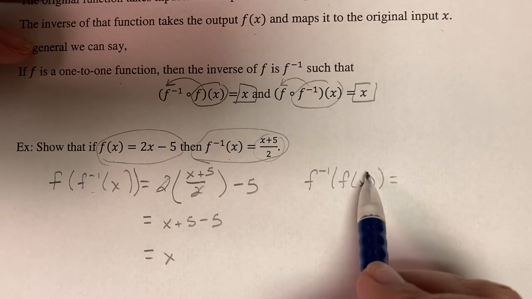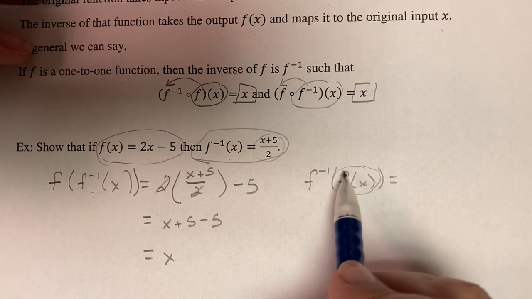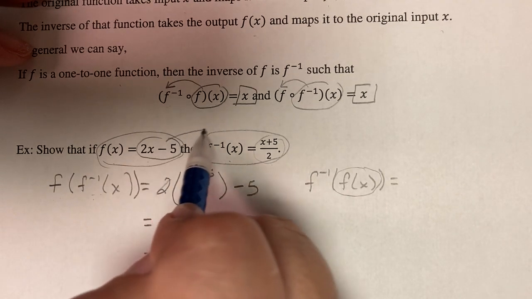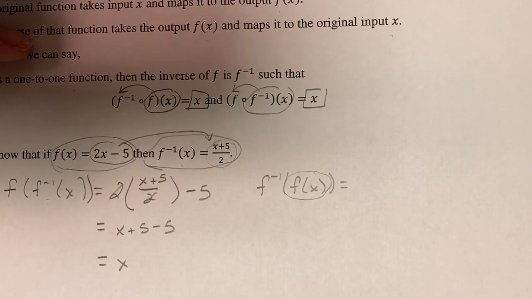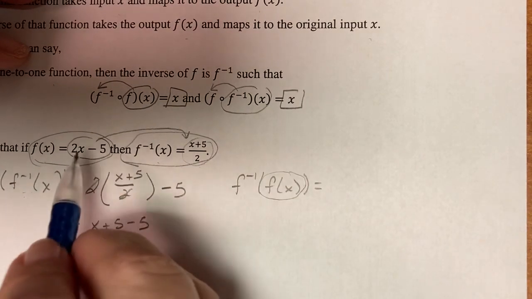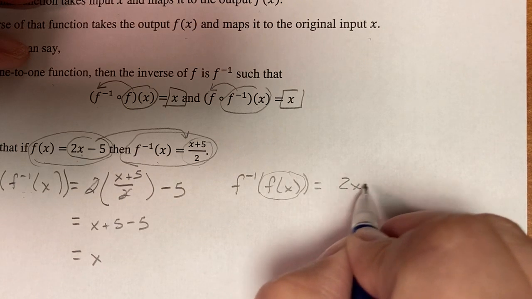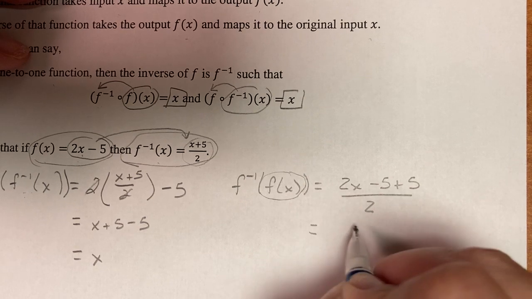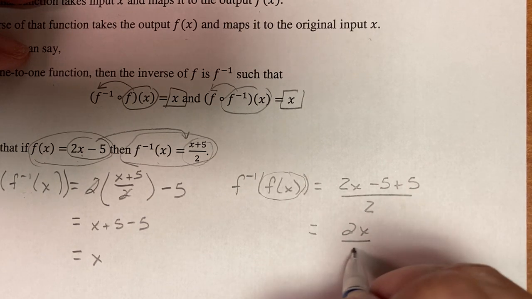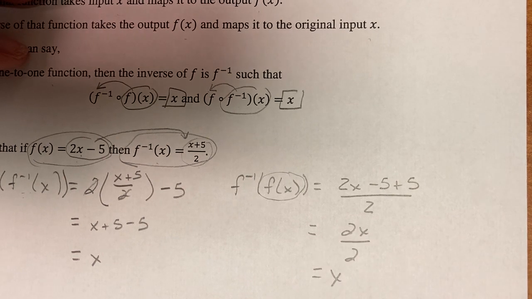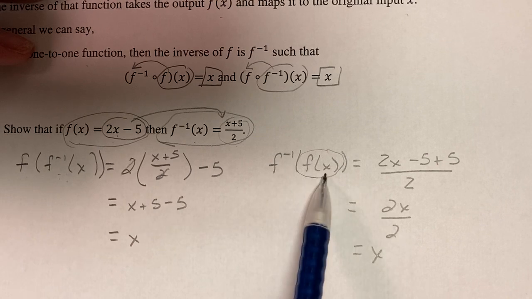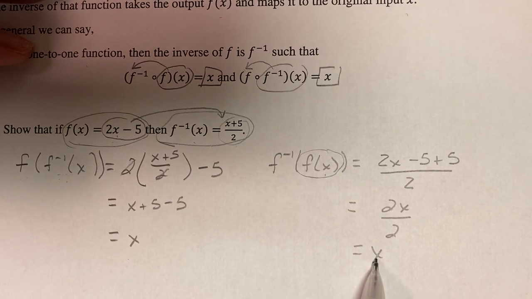The other way says that I'm going to take my f of x and plug it into my inverse. So I'm going to take this and plug it in here. Well, let's see what that looks like. If I plug this in for x, it's going to be 2x minus 5 plus 5, all over 2, which is 2x over 2, which is x. So I have shown, because I composed them both ways and got x both times, that they are inverses of one another.